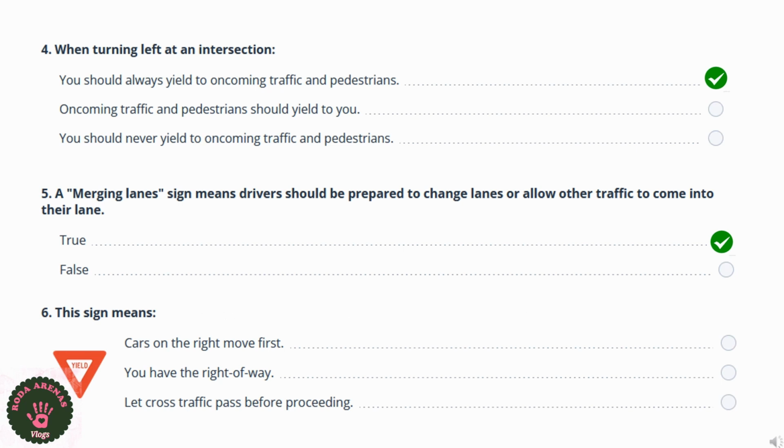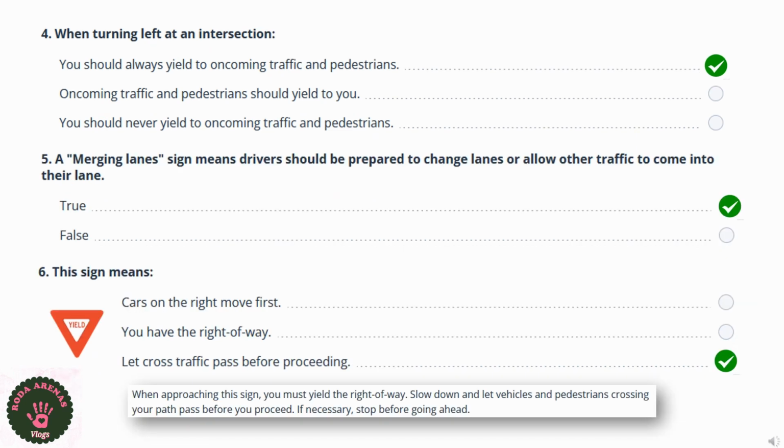This sign means cars on the right move first. You have the right of way. Let cross traffic pass before proceeding. The correct answer is let cross traffic pass before proceeding.